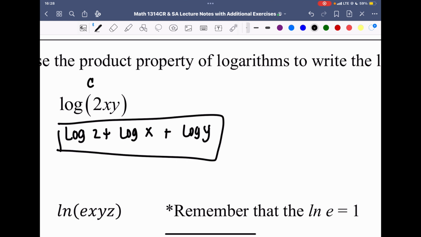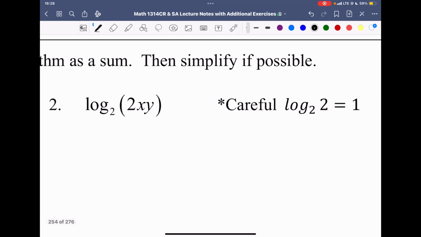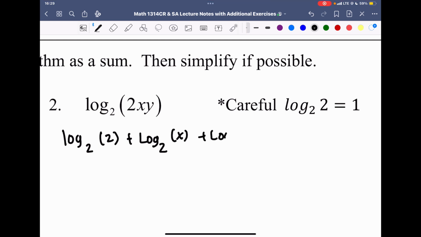So this is basically the condensed form, and this is the expanded form. Okay, so number 2, log 2. Put that argument into the parentheses so that we don't get confused, plus log 2x plus log 2y. Oh, we're not done. Forgot.